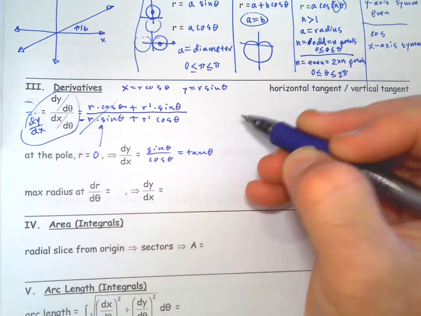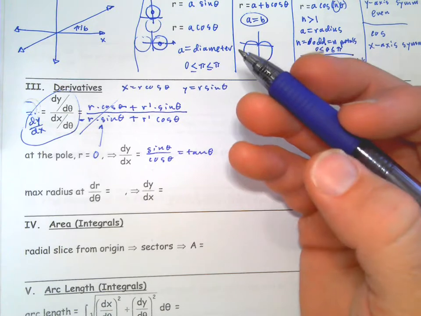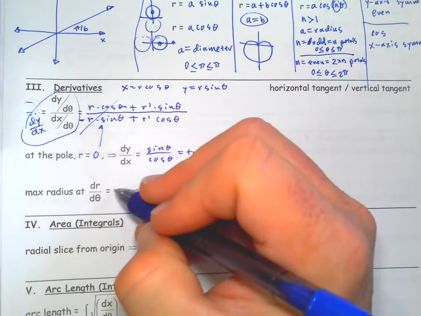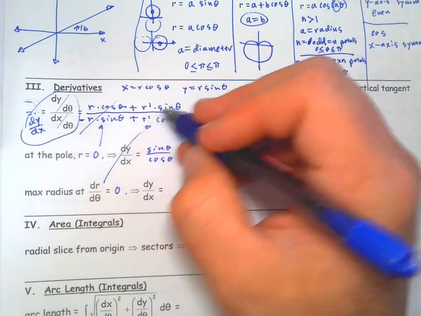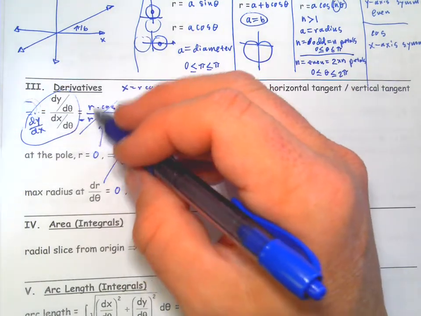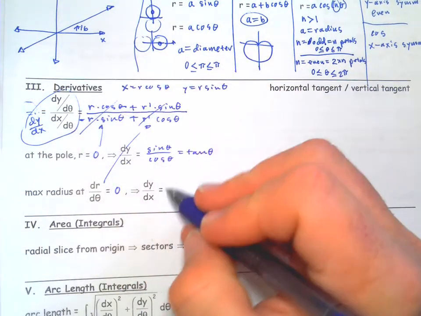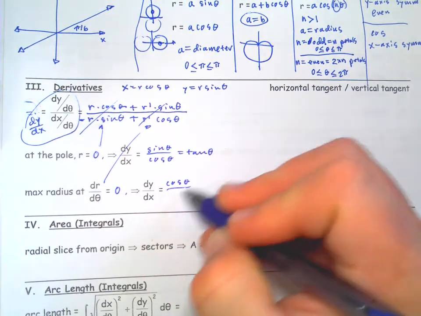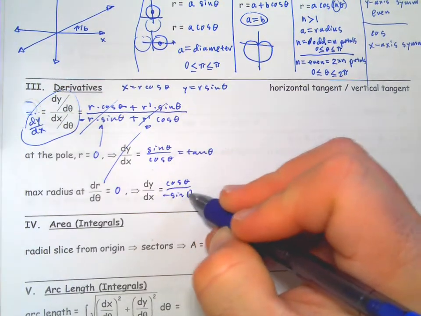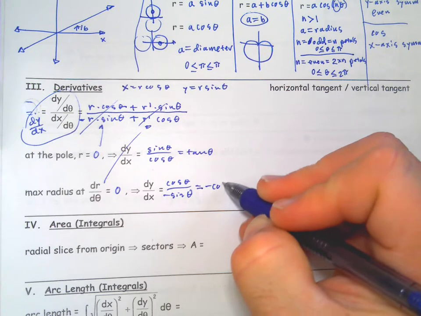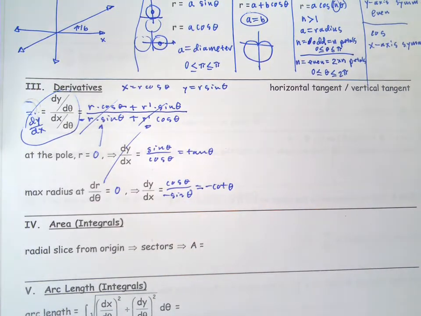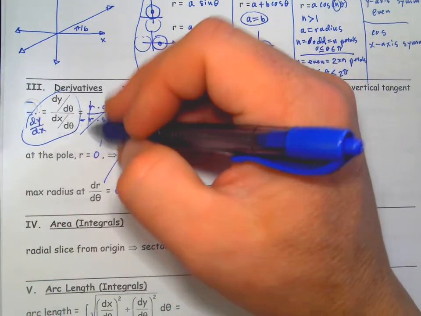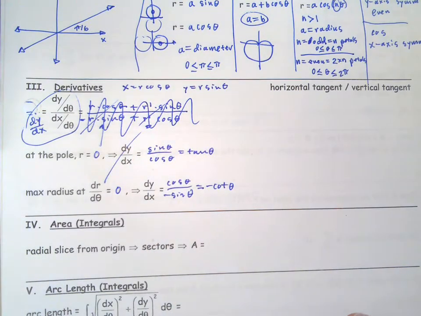At the pole, dy/dx simplifies to that. At a max radius, you're looking at the derivative equals 0 because it's going to be a critical point. So these terms are going to go away, and you're going to be left with these terms. The r's are going to cancel, and you have a cosine over a negative sine, or negative cotangent. I think the pole one is more often used, but do not use that formula in your work. I don't want to see it.